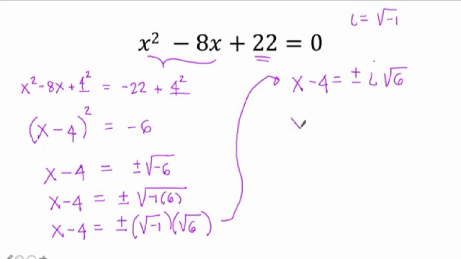Then finally, solving for x, we add 4 to both sides of the equality to get x equals 4 plus or minus i times the square root of 6.